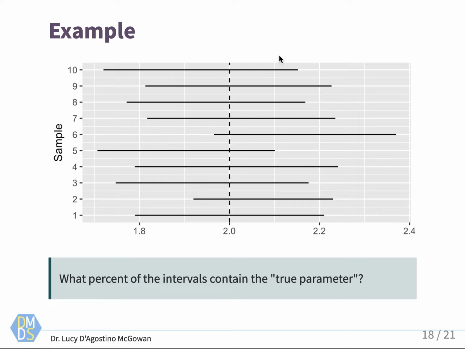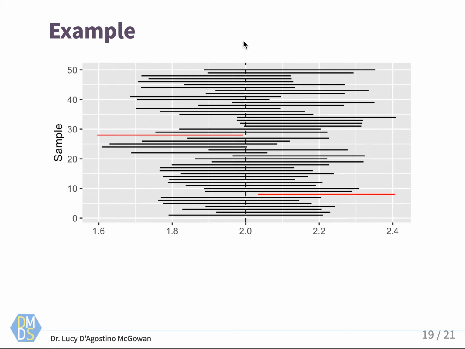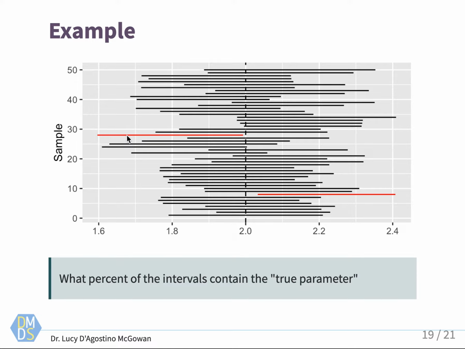So what percent of these intervals contain the true parameter? Well, 100% in this particular case. But if we look at 50 samples, then we start to see a couple times where the true parameter 2 is not contained in the interval estimates. So in this case, it happens 2 times. We've got 2 intervals that were calculated on samples generated from this true distribution where they didn't contain it. And that was just by chance. When we sampled, we just ended up getting a couple that just didn't quite match that true distribution.